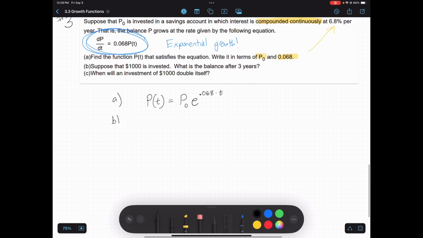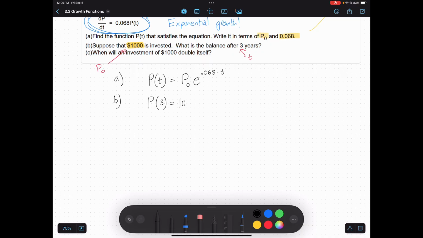Okay, so part B. Suppose that $1,000 is invested. What is the balance after 3 years? So what are each of these pieces? Let's make sure we understand each of these pieces. What is this 1,000? Since I'm investing that 1,000, that represents my initial amount invested, and that is P naught. And then what's the balance after 3 years? That's my independent variable, so that's what I plug in for t. I get P of t, 1,000 is my P naught, e to the 0.068 times 3.